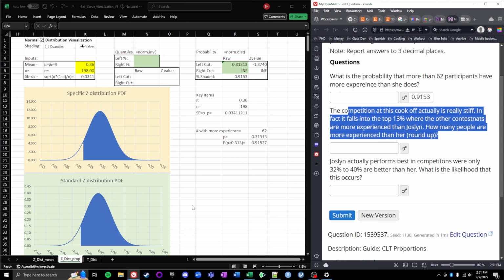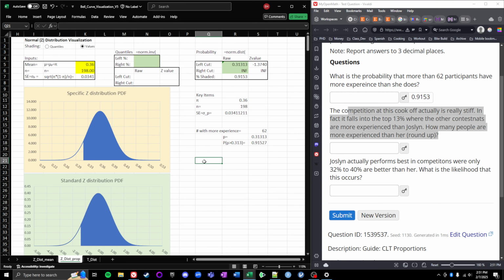How many people are more experienced than her? Okay, so here we are. Let's start off with what we know. Let's write out the probability statement first. So it's the probability that our sample proportion is going to be greater than some critical point is going to be equal to this 13%. This is how we write it if we are looking at getting into the top percentages. So like this top 13%, I'm saying that my sample proportion has to be greater than some critical point, and I want that to be shaded to be 13. So that's how we write it out and how we can think about this.